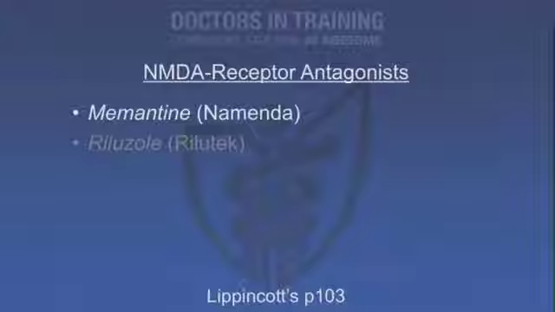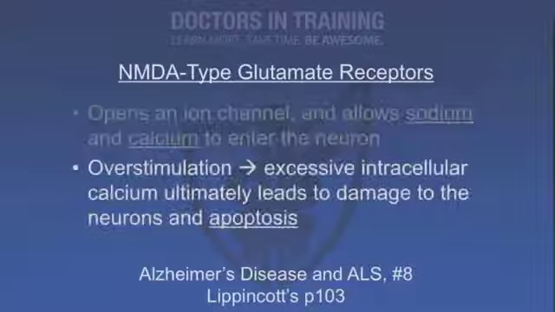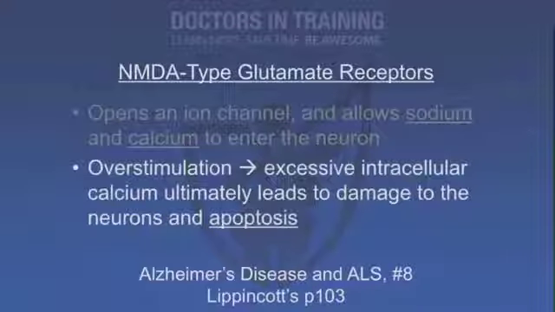Now, the other drug we'll talk about is an NMDA receptor antagonist, and that's the drug memantine. So stimulation of glutamate receptors in the CNS appears to be critical to the formation of certain memories. But overstimulation of these glutamate receptors, particularly the NMDA-type glutamate receptor, is shown to result in excitotoxic effects on neurons, and this may be a mechanism of neurodegenerative disease. So the NMDA glutamate receptor opens an ion channel and allows sodium in and allows calcium to enter the neuron. And it's this excessive intracellular calcium that ultimately leads to damage to the neurons and apoptosis.